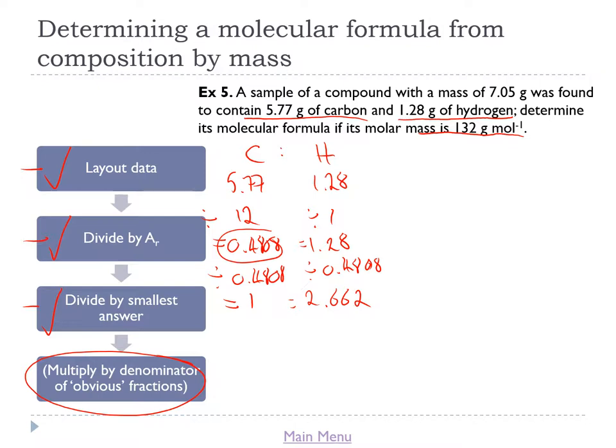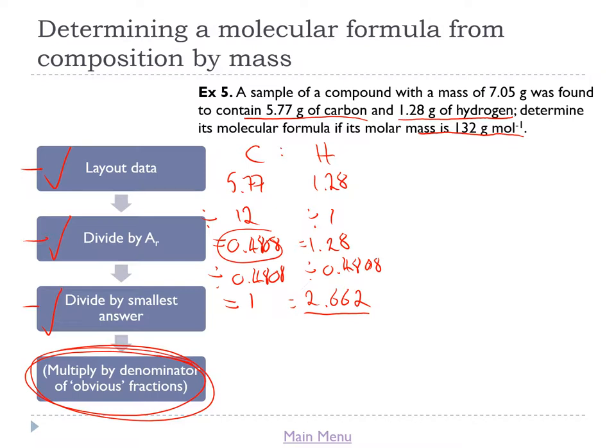And the problem with it is, sometimes you can round these ratios up or down, but only if it's very close to a whole number. 2.66 is a long way from a whole number. But here comes our step 4 to the rescue. So it says multiply by the denominator of obvious fractions.